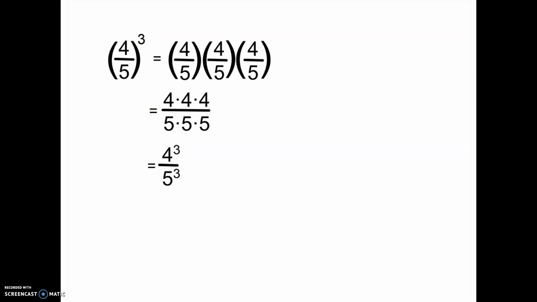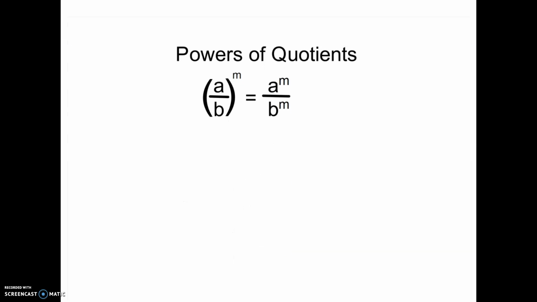So you'll see that quotients work very similarly to products in that the power pretty much gets distributed throughout the parentheses. So a over b to the m is the same as a to the m over b to the m.